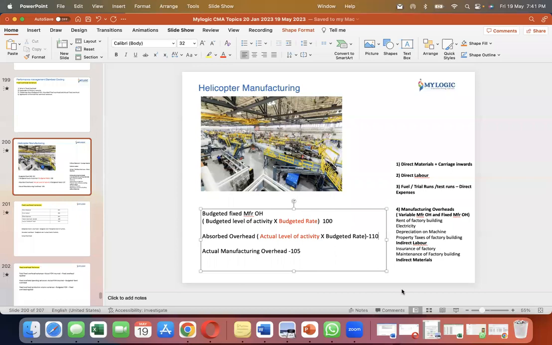Similarly, for a moment, assume that absorbed is 110 and actual is only 105. So absorption is more compared to actual, and we call it over absorbed. We pass corresponding entries to make it match the actual.